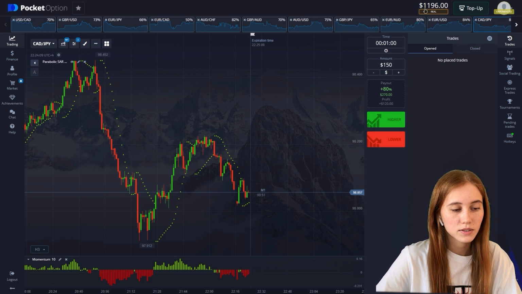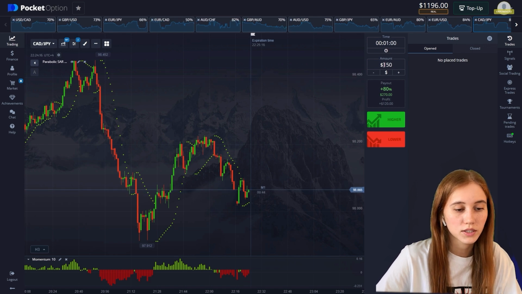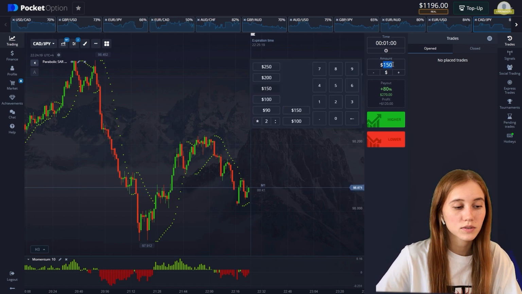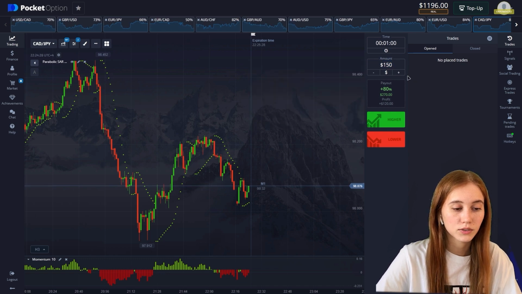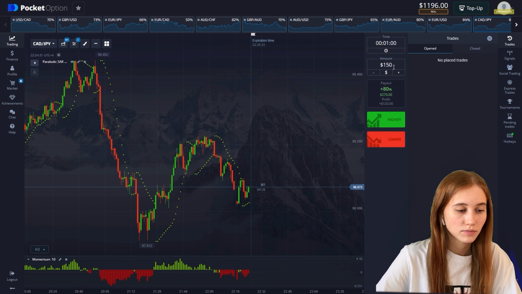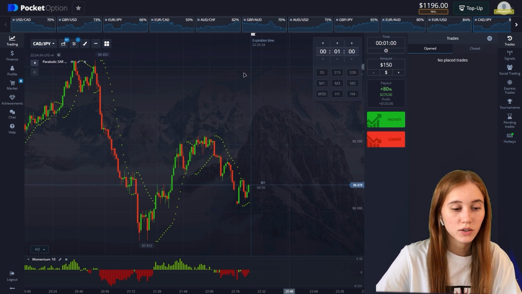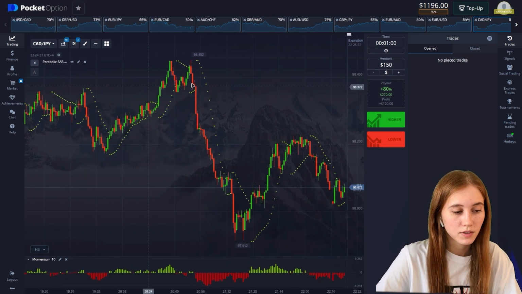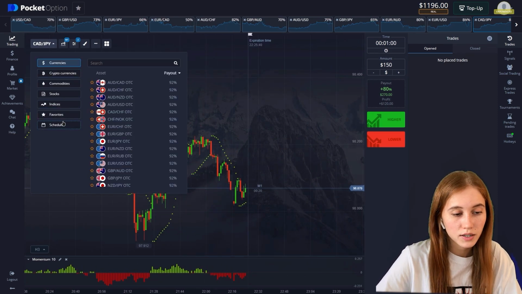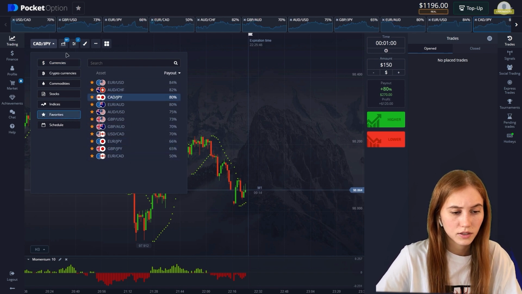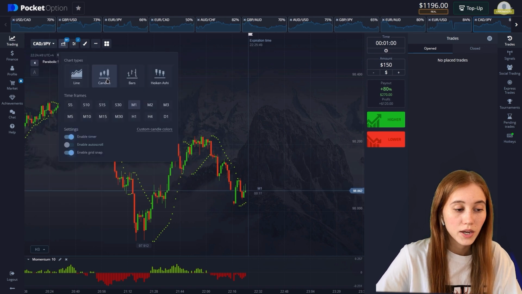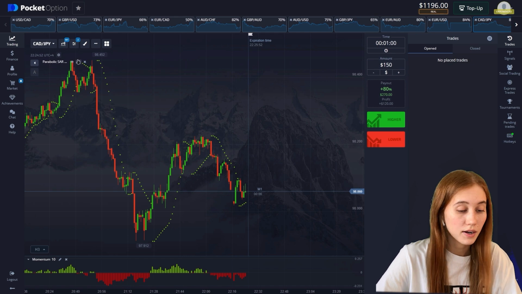So on my balance we see $1,196. The amount of deals was $150, except for the first deal it was $100. Then we increased it. Good. We traded on the minute time frame, also on concept pairs, and these concept pairs are today. So some payout percentages have fallen, but that's okay.